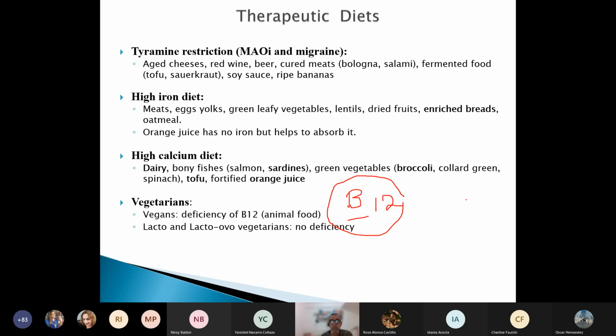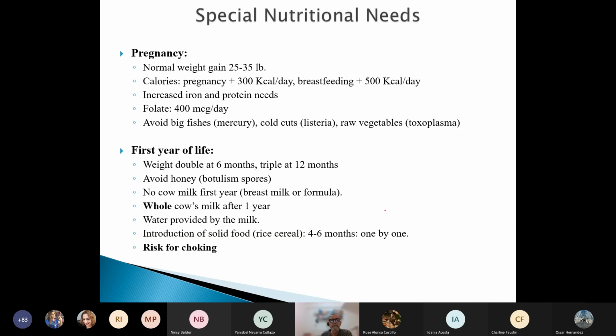And remember that they don't need to inject. It's enough to swallow a tablet of B12 because they don't have an absorption problem like the patient with pernicious anemia, in whom there is a deficiency of intrinsic factor because they have a sick or absent stomach. That's why they need to inject the B12. But vegans don't need to inject the B12, okay?